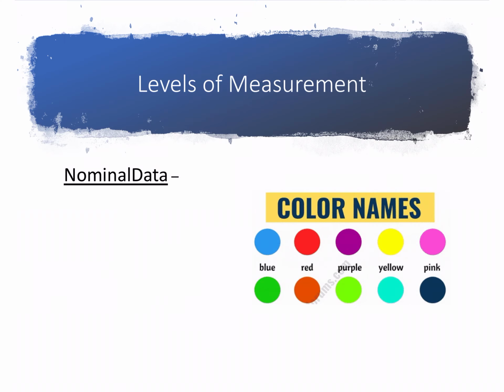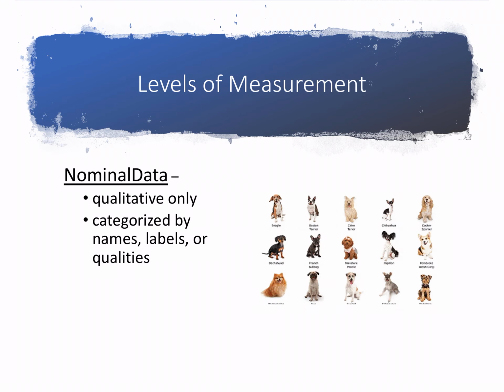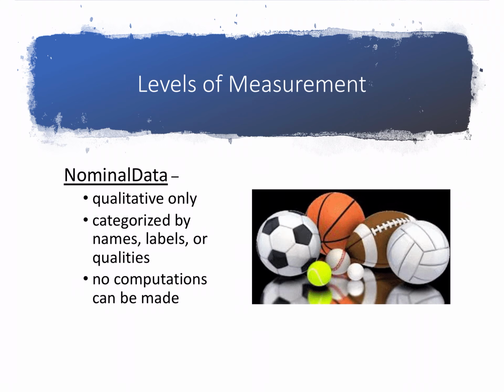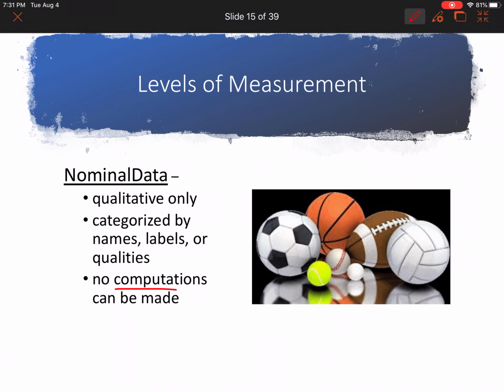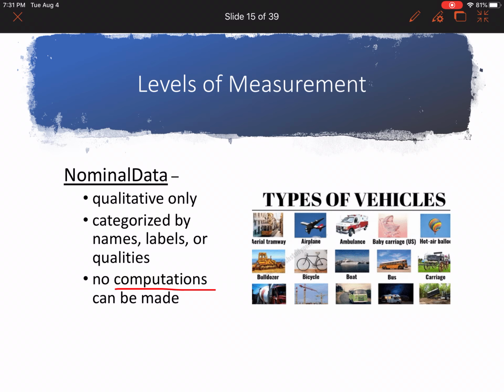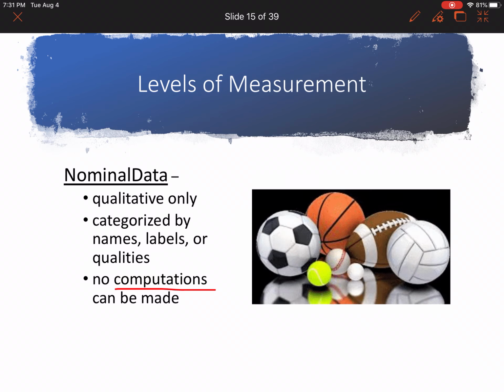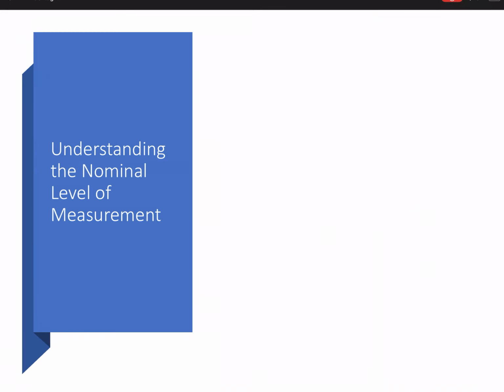So nominal data is your lowest level of measurement. It's always qualitative. It's categorized by names, labels, qualities, things like that. And here we talk about that math thing again. So no computations can be made. So nominal data is your most basic, okay? So like colors, types of vehicles, I think I have breeds of dogs. So something that you can't do any math with. It's just a label. Favorite sports, things like that. So that would be your nominal data.